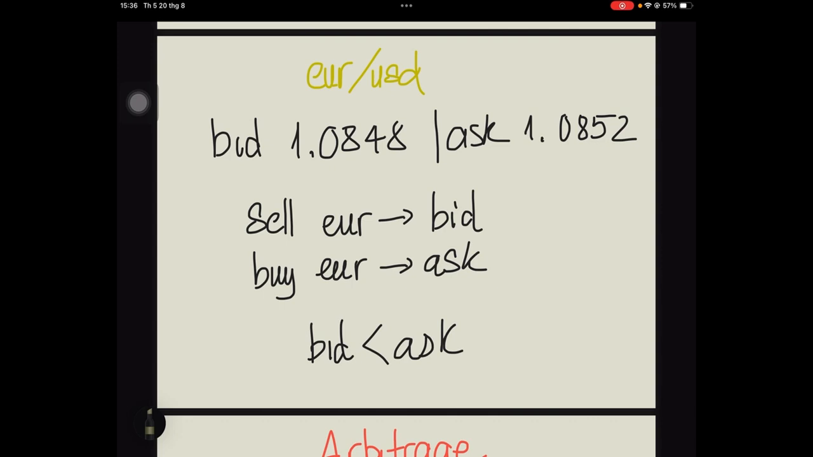So don't memorize bid and ask in isolation. Think about the dealer. Bid equals dealer buys and ask equals dealer sells. That mental model is much safer.